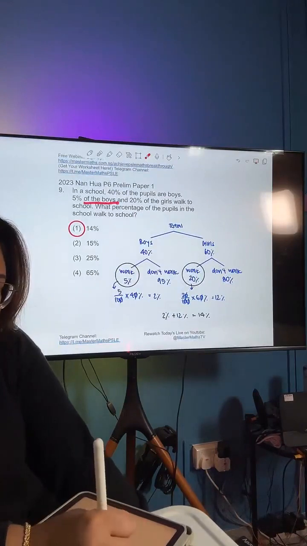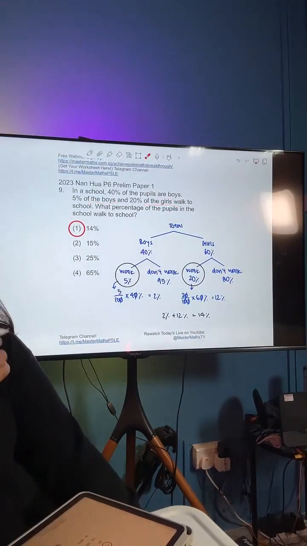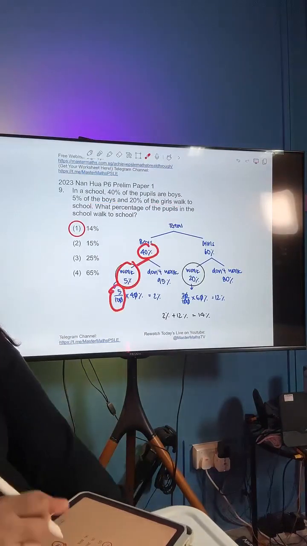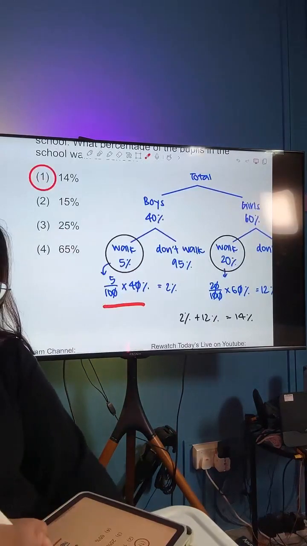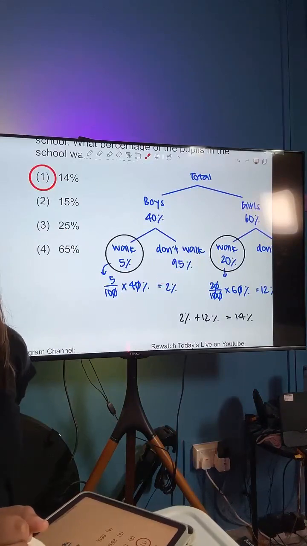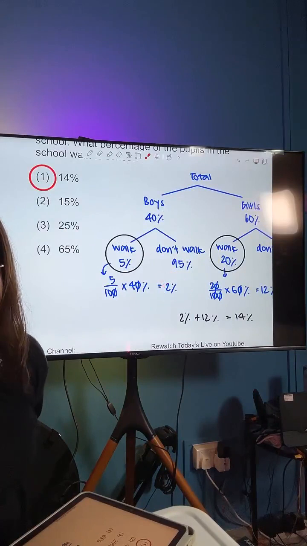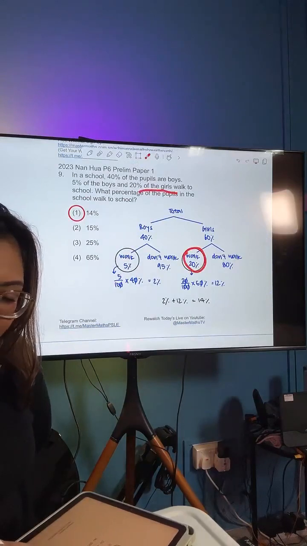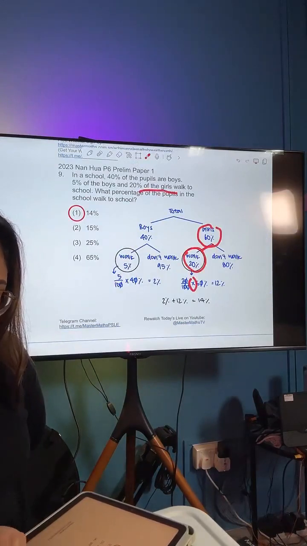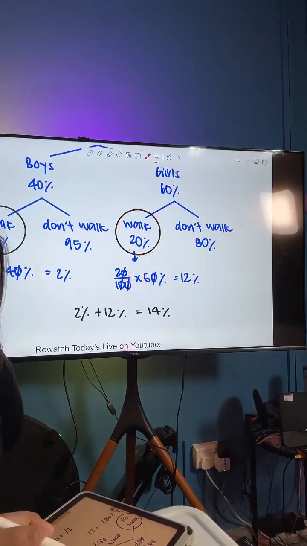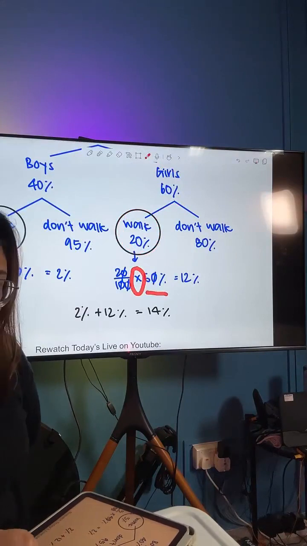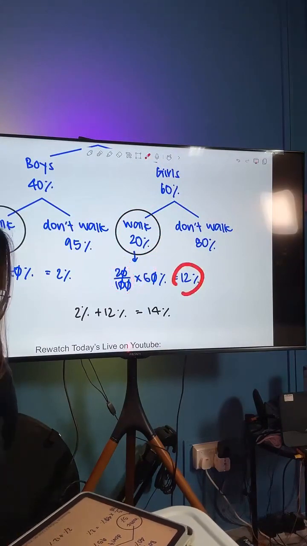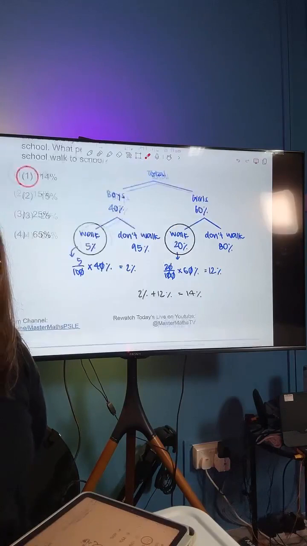Then they say 5% of the boys and 20% of the girls walk to school. So, 5% of means times the boys 40%. 5% is 5 over 100 times 40%, we will get 2%. And then the girls, 20% of the girls walk to school. So 20% of the girls is 60. Of means times, so 20 over 100 times 60 will give us 12%. So total, 2 and 12 makes 14%.